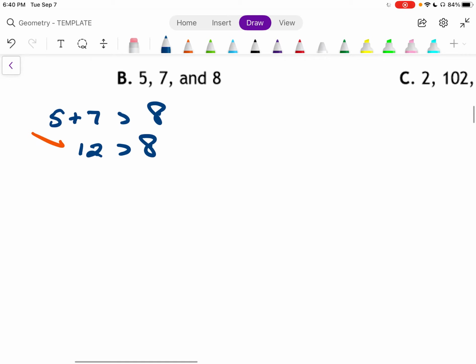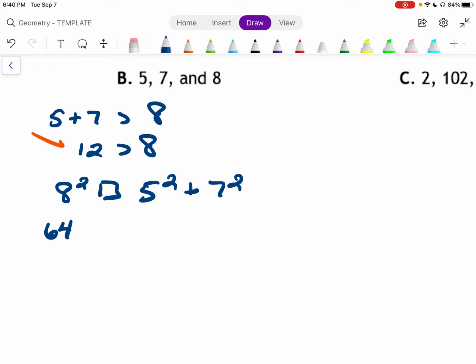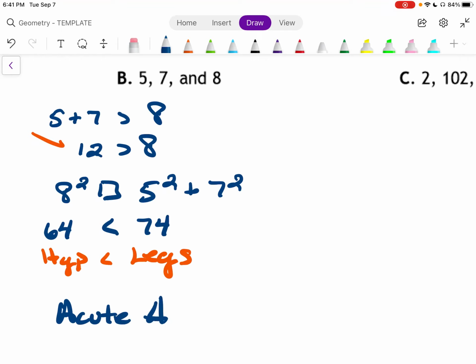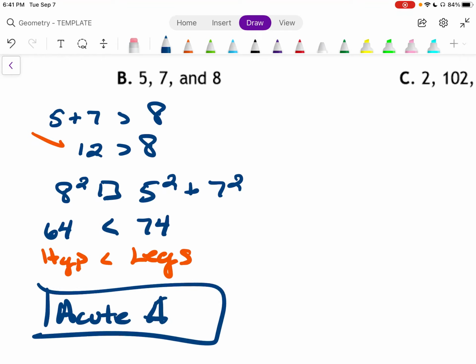Now to plug into the Pythagorean theorem, or the Pythagorean inequality, and I'm going to say, well, 8 squared box 5 squared plus 7 squared. Well, 8 squared is 64. And then 5 squared plus 7 squared, that is 74. So here, the hypotenuse squared is less than the sum of the legs squared. The hypotenuse is smaller, so it's acute. So this is an acute triangle.